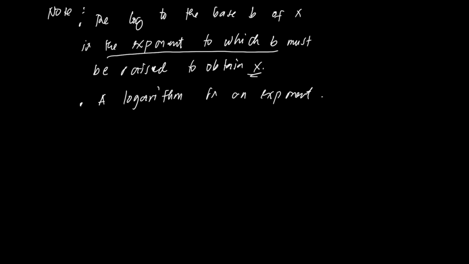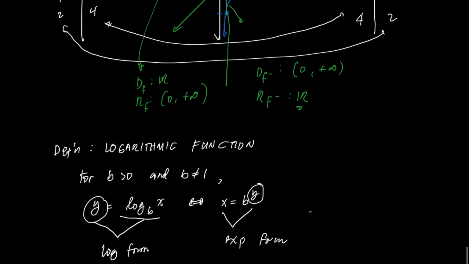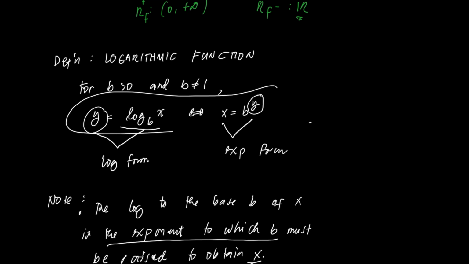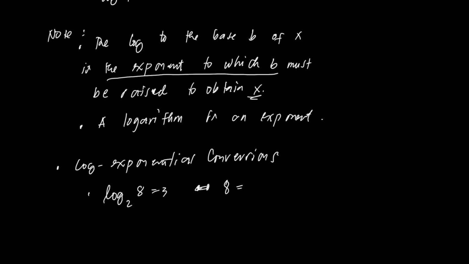So let's have now the log exponential conversions. Just to feel the definition of the logarithmic functions. First, if we have log to the base 2 of 8 equals 3, based from the definition of logarithm, this can be written as 8 equals 2 cubed, which is correct.